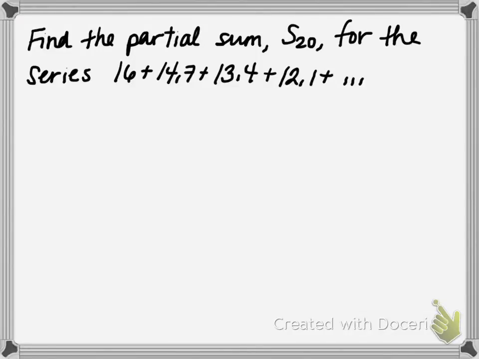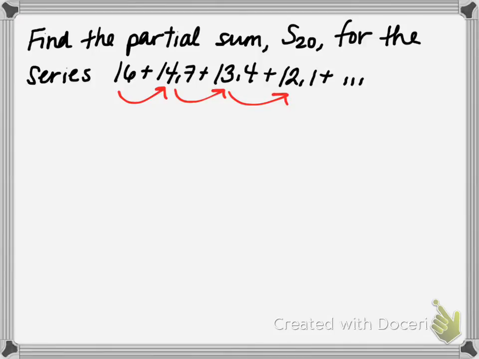We want to find the partial sum, S sub 20, for the following series. 16 plus 14.7 plus 13.4 plus 12.1, and on. So first we need to begin by analyzing the pattern. How do we go from one term to the next in this series?